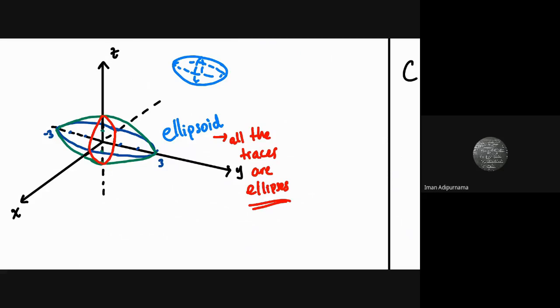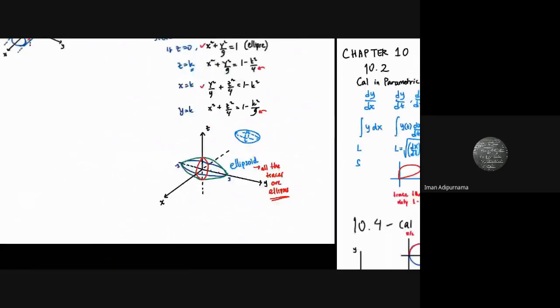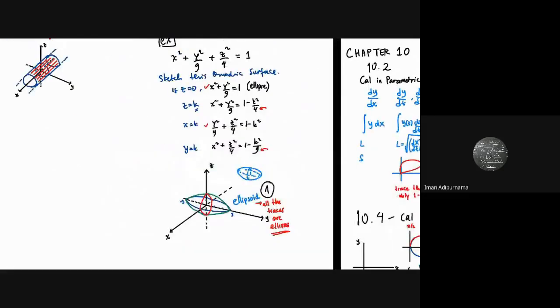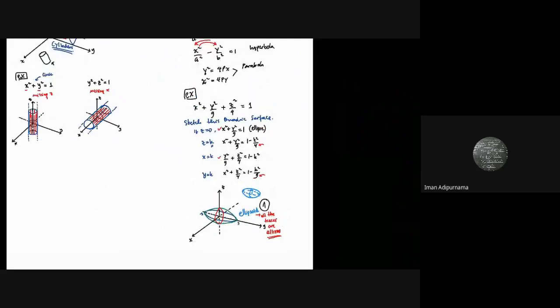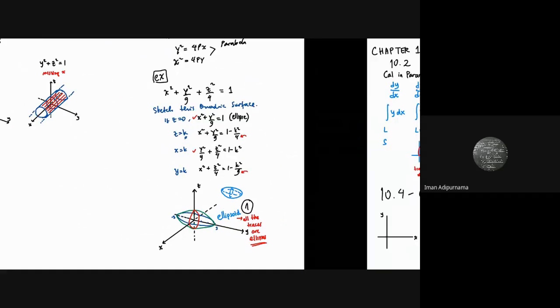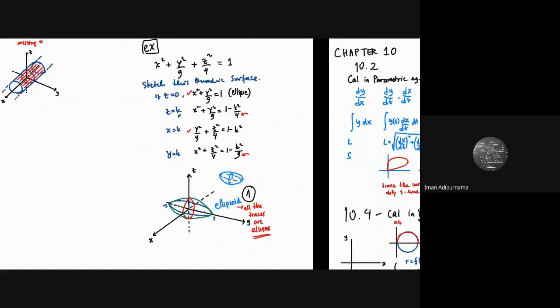Okay, that's the first one. We have at least six surfaces. Any questions? If you want to ask or review the previous part, just type in the chat box. Which part do you want to look at?